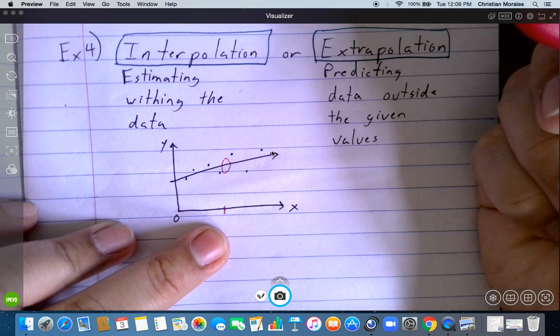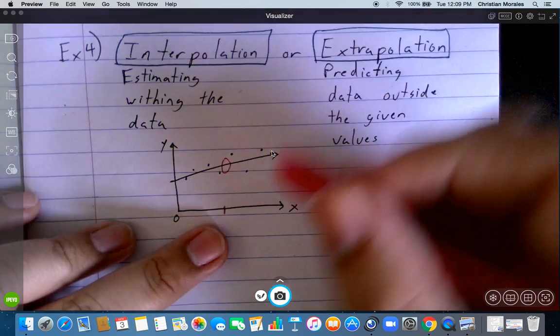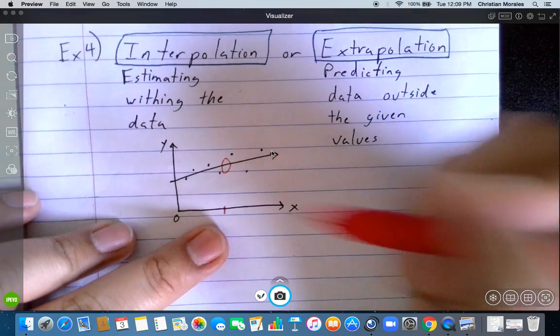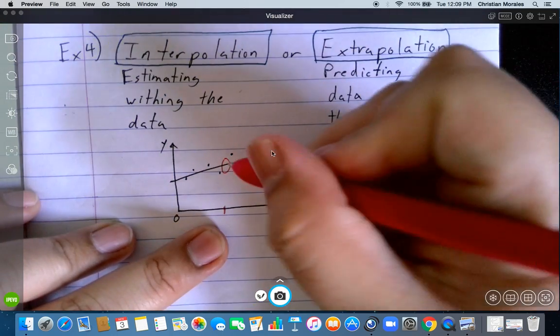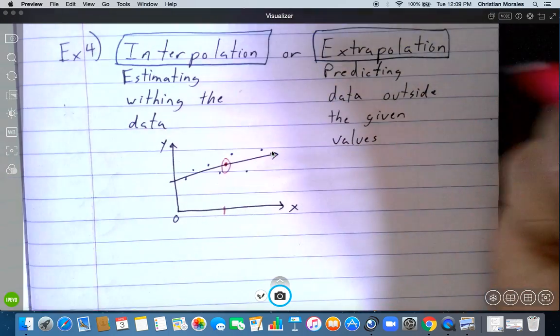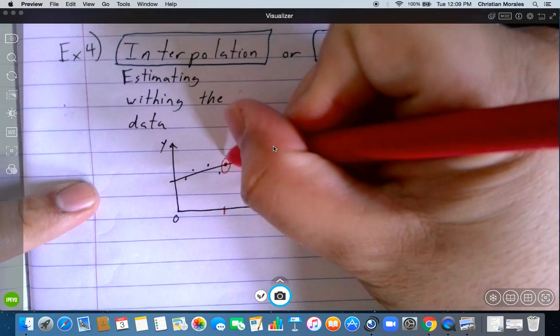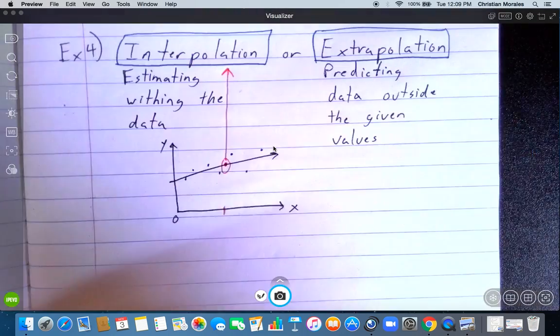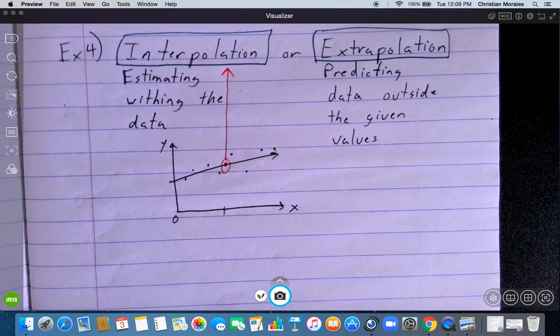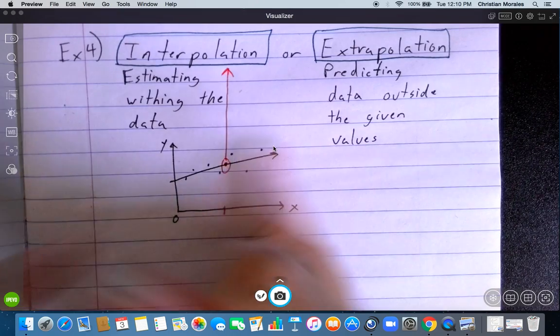So what would be the point? What do you think the point would be? If we were to add a point to the data, where would that point be? Well, we would think that it's right here. It would be close to the line. This would be an example of interpolation. You're estimating within the data, okay? And your data is from here to here.